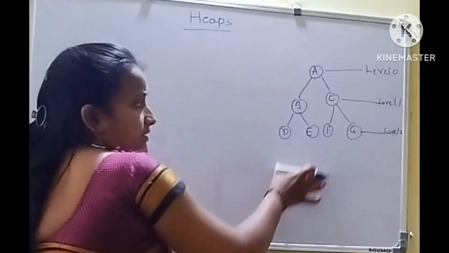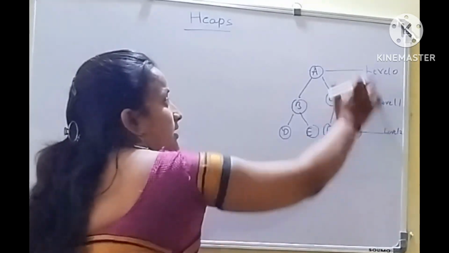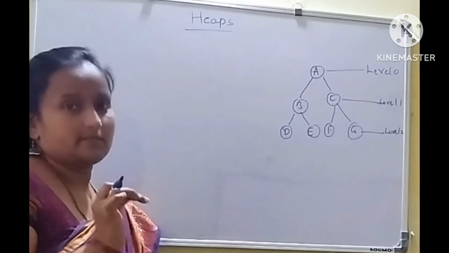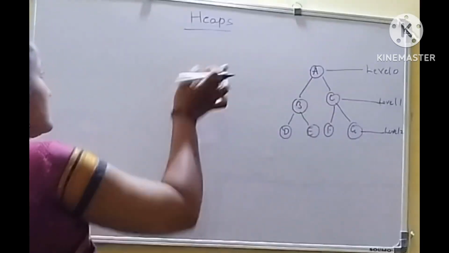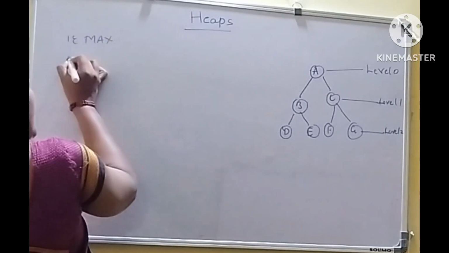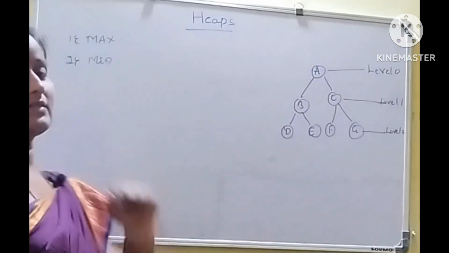There are 3 levels, and all the levels are equal. Again, there is no missing child here, so all the levels should be equal. So a heap is also a complete binary tree. Now there are 2 types of heaps. The first one is the max heap and the other one is the min heap. So what is a max heap?